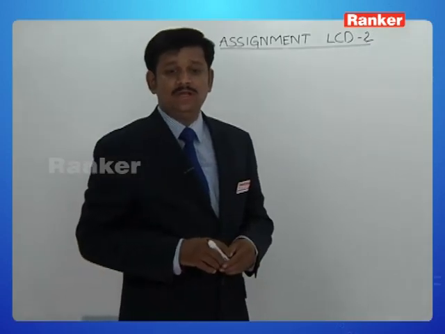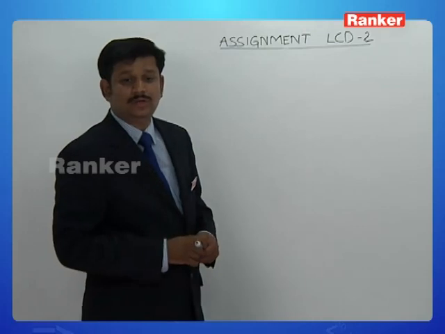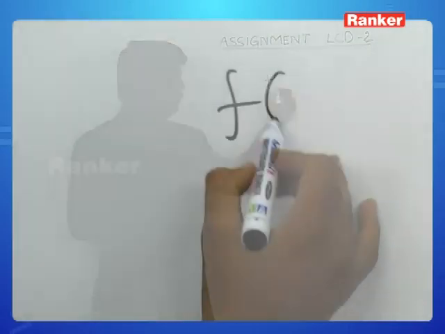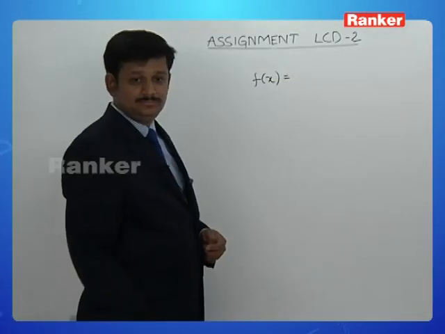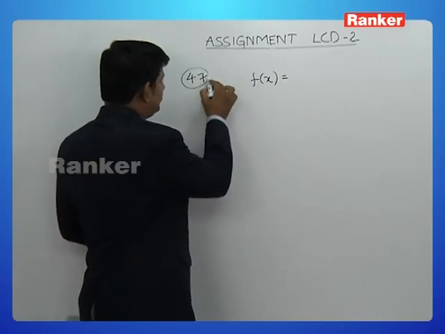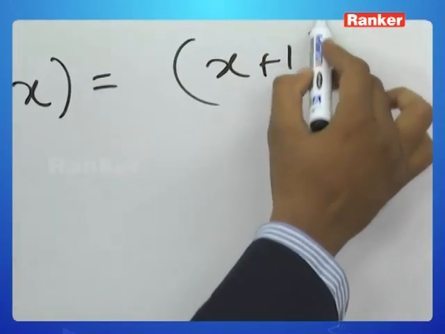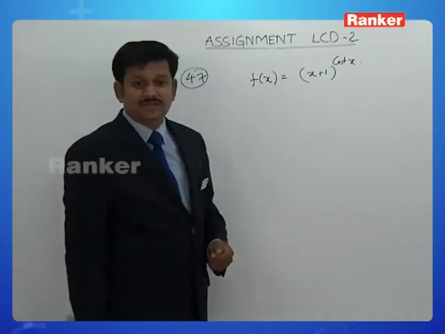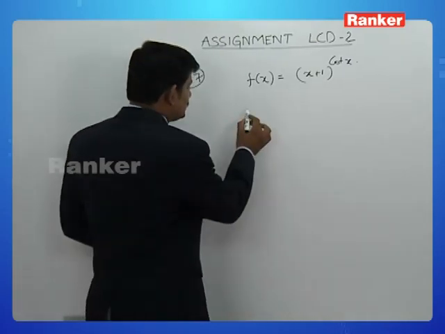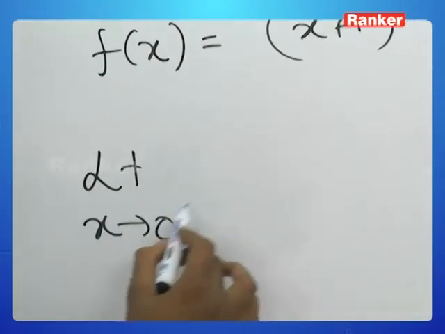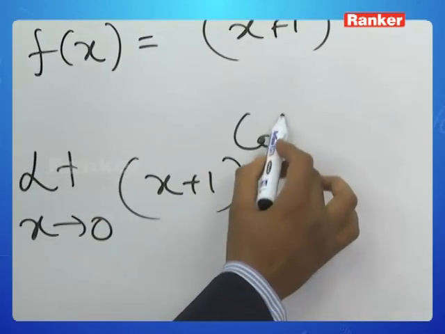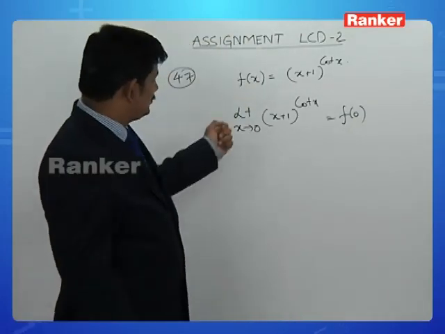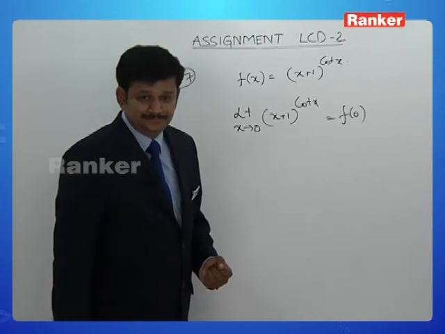So, in the question we are asked to find the value of f of 0 given that f of x is continuous at x equal to 0. f of x is defined as (x plus 1) whole power cot x, and it is given that this function is continuous at x equal to 0. If the function is continuous at x equal to 0, limit x tending to 0 of (x plus 1) power cot x should be equal to f of 0.